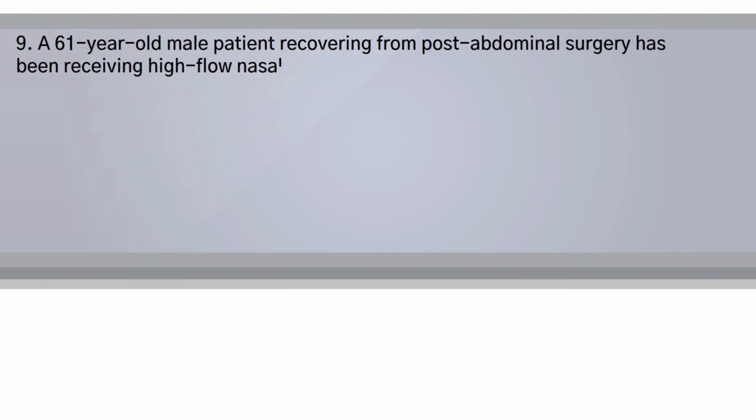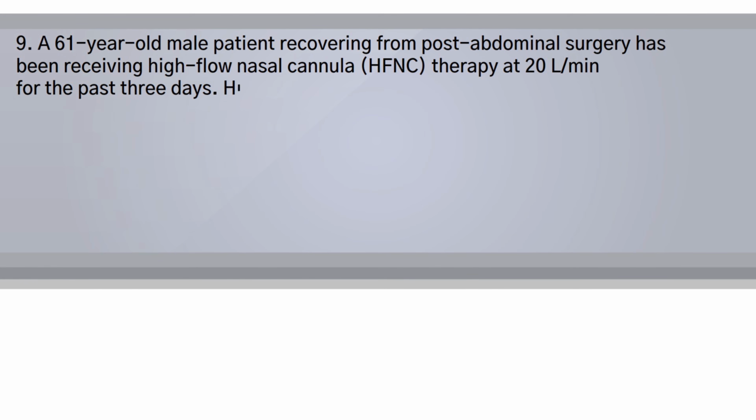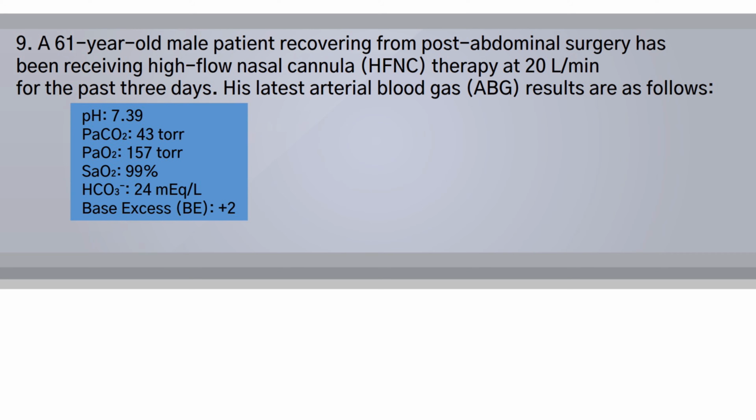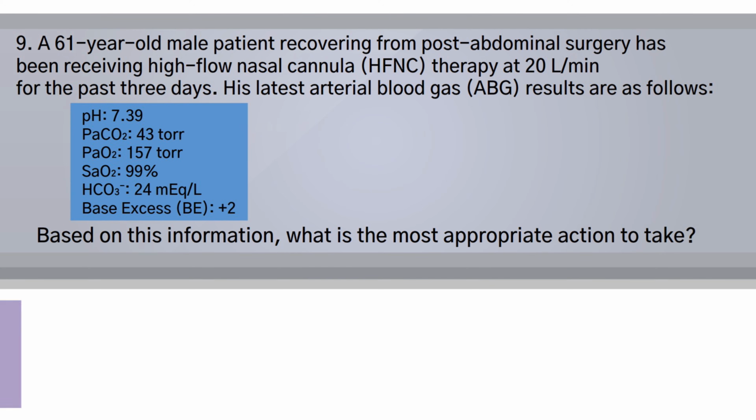Question number 9. A 61-year-old male patient recovering from post-abdominal surgery has been receiving high-flow nasal cannula therapy at 20 liters per minute for the past 3 days. His latest arterial blood gas results are as follows: pH of 7.39, PaCO₂ of 43, PaO₂ of 157, SaO₂ of 99%, bicarb of 24, base excess of +2. Based on this information, what is the most appropriate action to take?